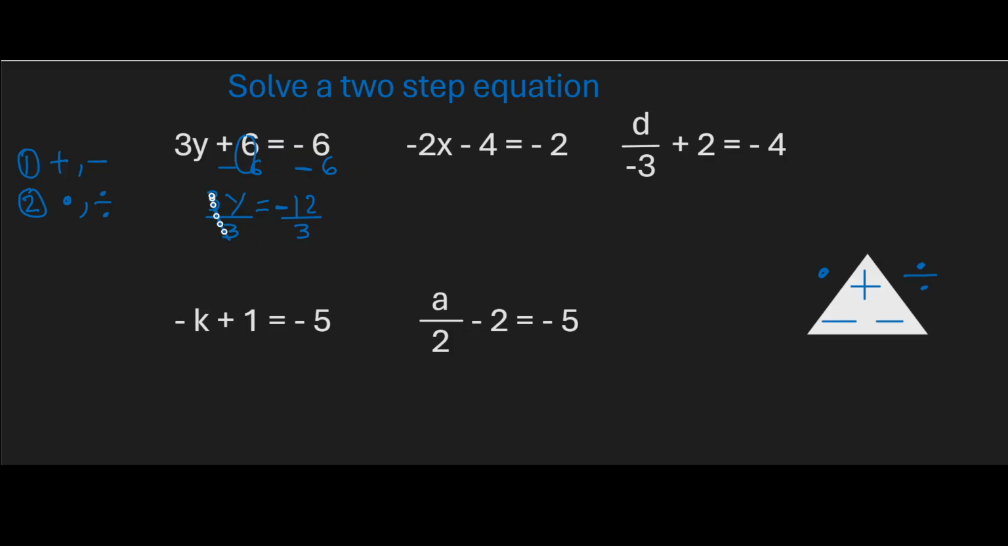3 divided by 3, you get 1. 1 times y, you get y. On the other side, now you're dividing. You divide a negative by a positive. That's when we're going to use this triangle, and we're just going to cover the two signs that we have in that division. So that means if we are dividing a negative by a positive, it tells you that the answer should be negative. And now 12 divided by 3, the answer should be 4.